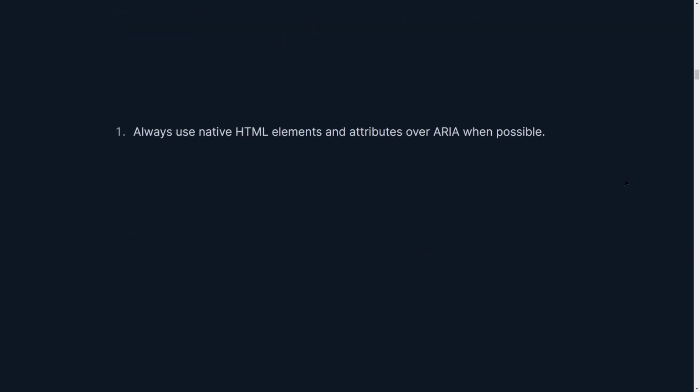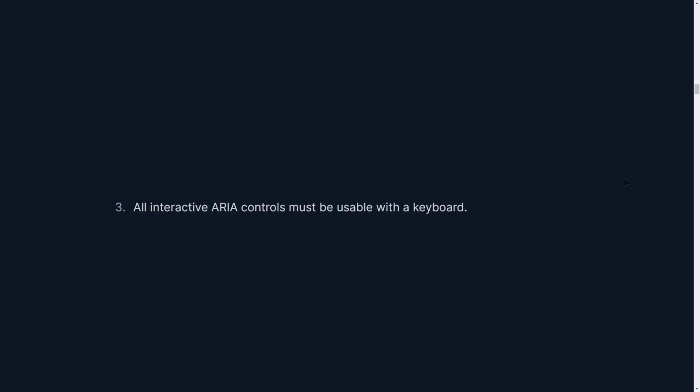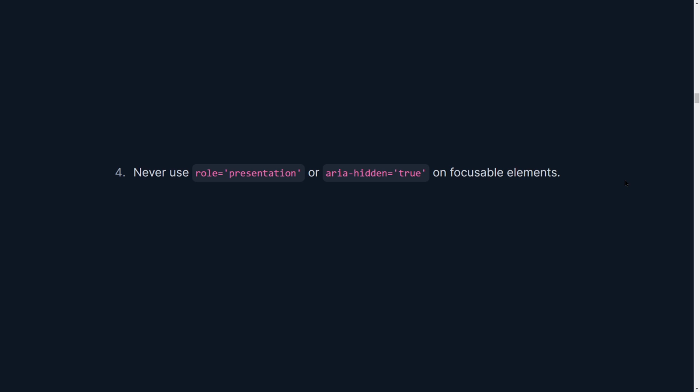1. Always use native HTML elements and attributes over ARIA when possible. 2. Never change native semantics unless you have no other choice. 3. All interactive ARIA controls must be usable with a keyboard. 4. Never use role presentation or aria-hidden true on focusable elements. 5. All interactive elements must have an accessible name.